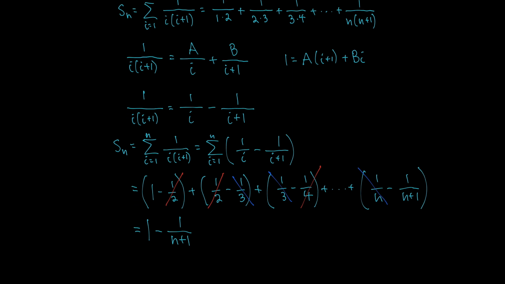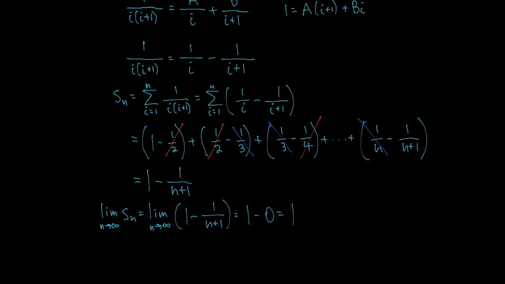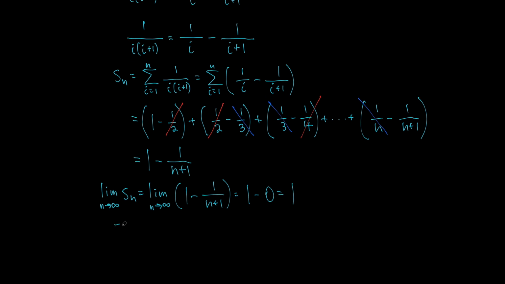And that's a form that we can actually take the limit of. So now we can take the limit of our sequence of partial sums and see that it's just the limit of 1 minus 1 over n plus 1. Limit of 1 is 1. Limit of 1 over n is the same as 1 over n plus 1, so that's 0. So this thing is just 1. So that means that our series adds up to 1.